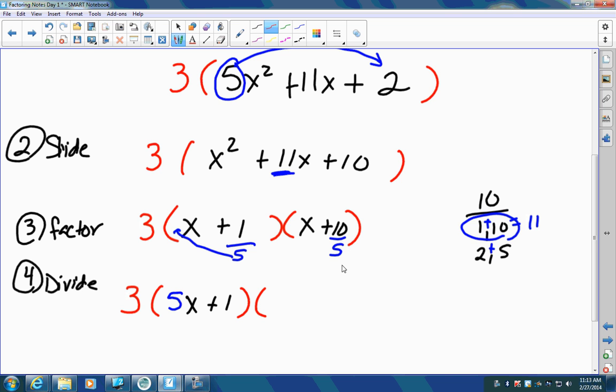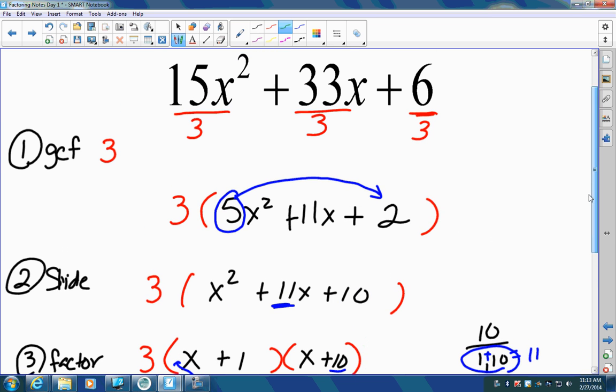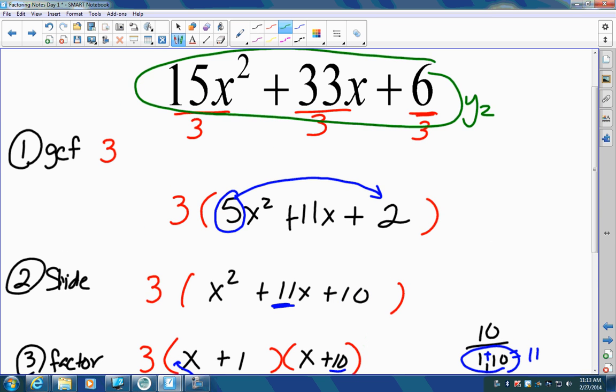What is 10 divided by 5? 2. So I have x plus 2. This is the factored form. Now to check it, you would put all of this, 3 parentheses, 5x plus 1, x plus 2, into y1. All of the original problem into y2. And press second graph, and you would know if you got it right or not.